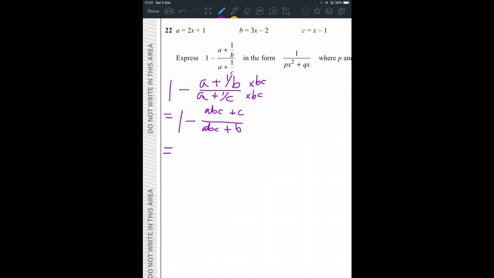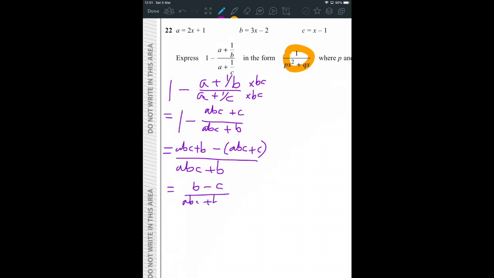My answer, notice, is only a single fraction. So I'm going to combine these as a single fraction. So my common denominator is ABC plus B. To make the 1 have that common denominator, we need ABC plus B. Subtract the other one. I put that in a bracket because we're subtracting everything there. Notice the ABC cancels with the ABC. And the numerator just becomes B minus C over ABC plus B. Now that's quite promising.